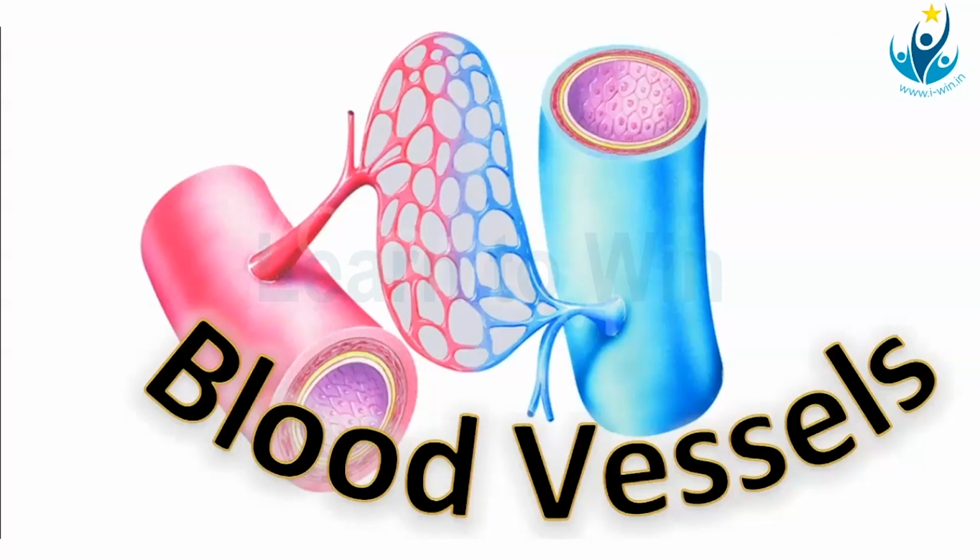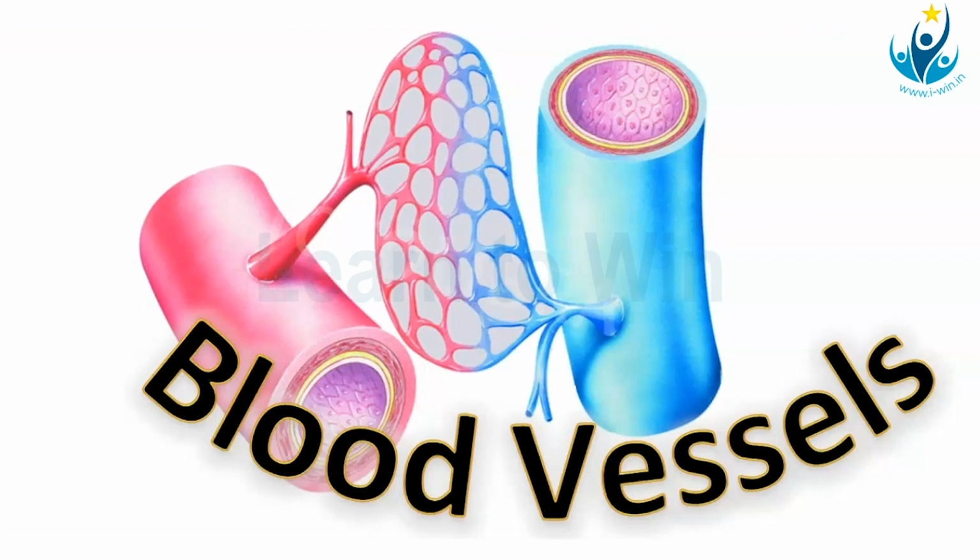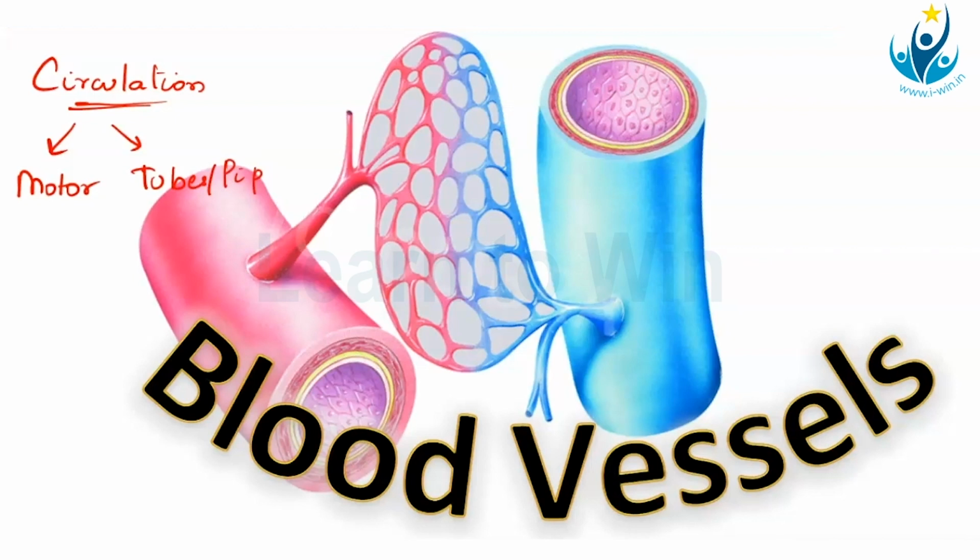Let us go to the next section, that is blood vessels. Now, when we are going to talk about blood vessels, we are going to understand something first. When we were talking about circulation, we said that for any circulation of any fluid, you need two essential things. First thing is a motor, and second one are tubes or pipes. Right.